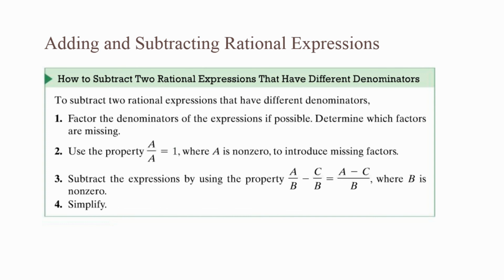To subtract two rational expressions that have different denominators, 1. Factor the denominators of the expression if possible. Determine which factors are missing. 2. Use the property a over a equals 1, where a is non-zero, to introduce the missing factors. 3. Subtract the expression by using the property a over b minus c over b equals a minus c over b, where b is non-zero. This also means distributing the minus sign through whatever c is. 4. Simplify.